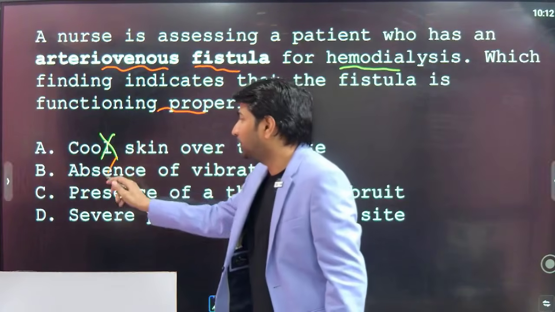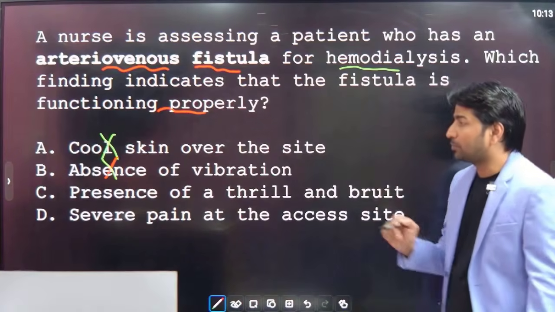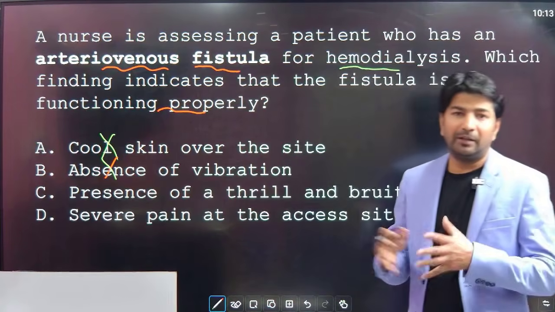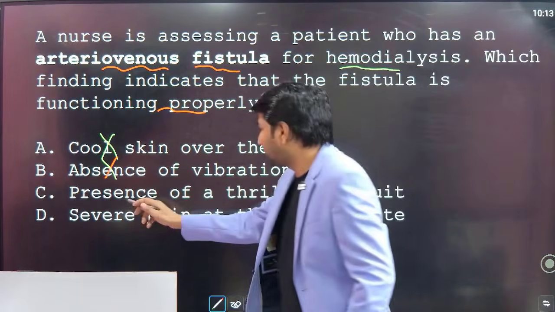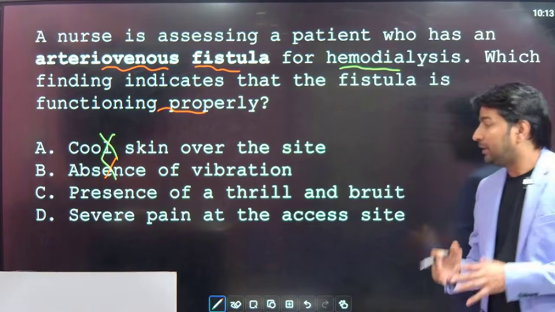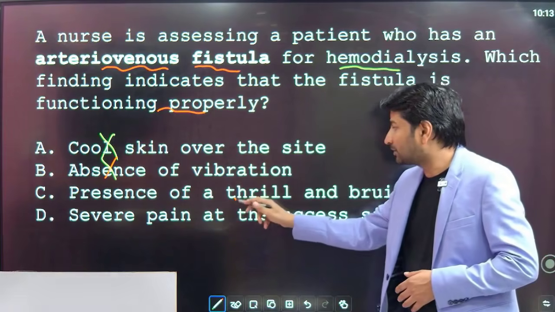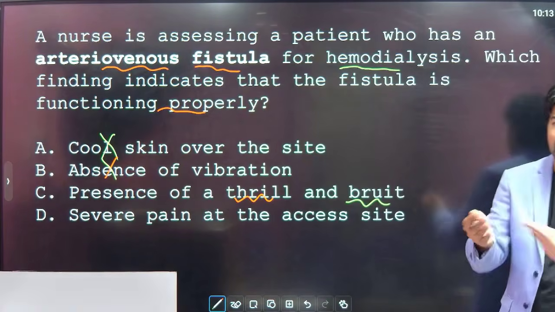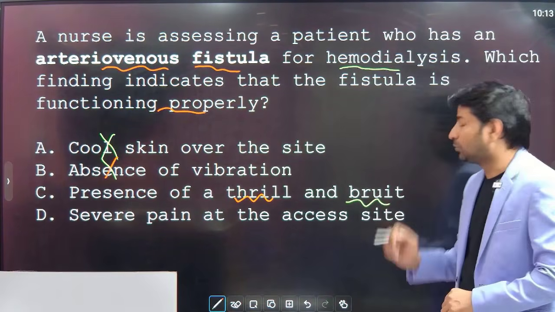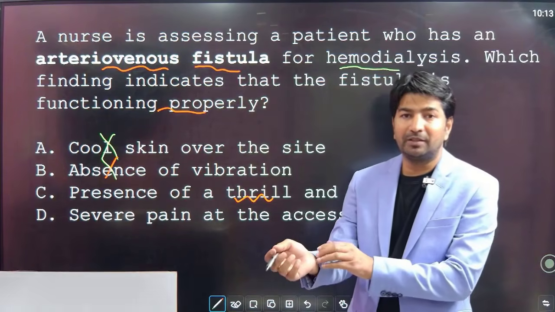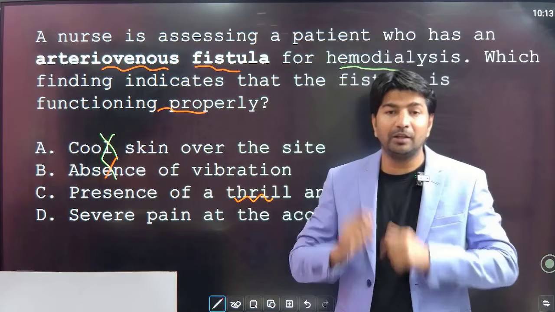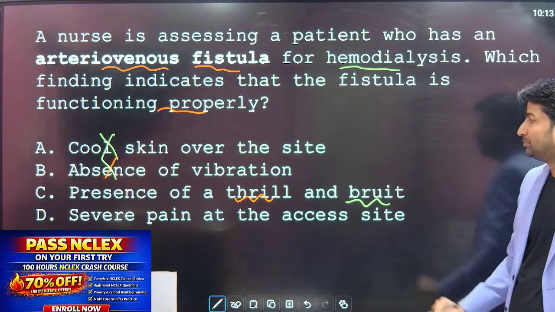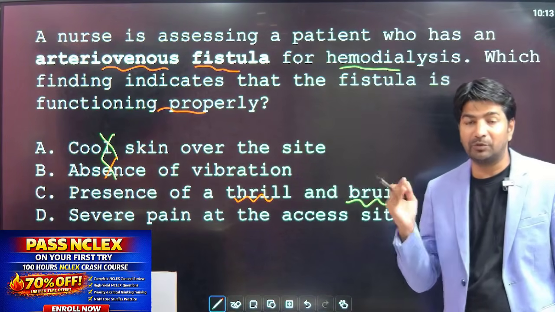So this option will also be incorrect, because we need to choose an option that indicates patency, showing that the fistula created is fully patent and ready for use. The next option is presence of the thrill and bruit, meaning in the AV fistula we created, both of these are present. A thrill is when we palpate and feel a vibration, and a bruit is when we listen with a stethoscope. When we place the stethoscope over the AV fistula and listen, a whooshing sound is heard. That whooshing sound is called a bruit.